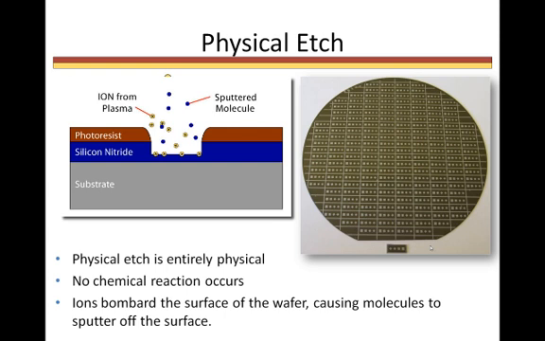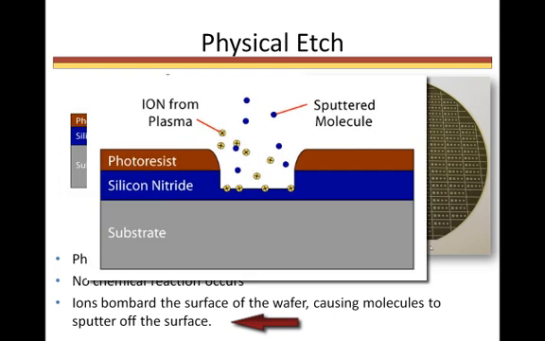Physical etch is very similar to this. Instead of sand, positive ions created by collisions in a plasma bombard the surface of a wafer, causing molecules to sputter off the surface. The hard mask on the wafer surface protects the areas that we don't want etched. In this image, the hard mask is the photoresist. Notice how the photoresist protects areas of the silicon nitride while exposing other areas. The silicon nitride is etched wherever there is an opening in the photoresist.